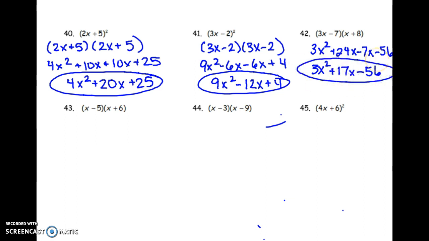So if you want, for the rest of them, I would suggest trying them and then going back and checking the key that's on Student View. So we're going to end the video here at this point.